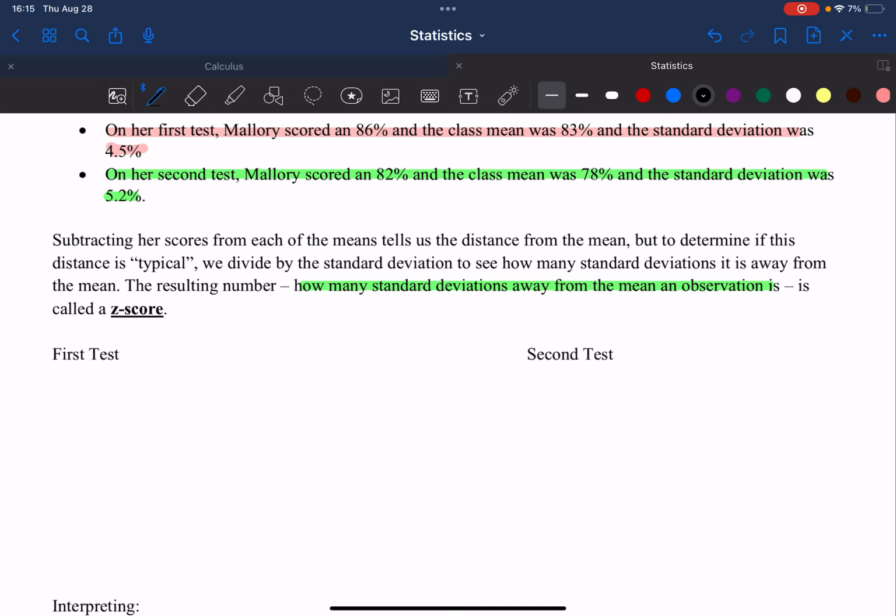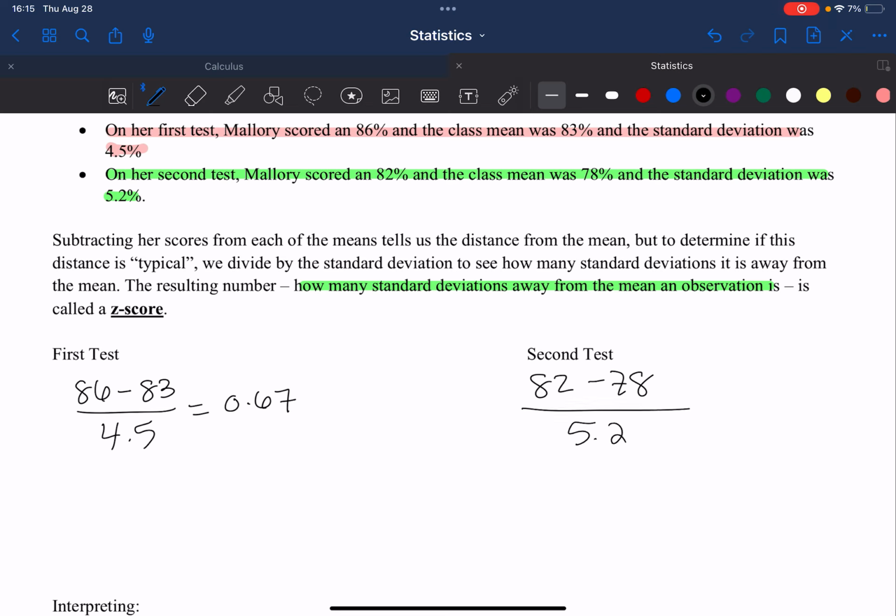So for test 1, we're only using what I highlighted in pink. So we're going to take her score, which is 86, and subtract the class mean, which is 83, and divide it by the standard deviation, which is 4.5, and we get 0.67. If we do the same thing for the second test, we take her score, 82, minus the class mean, which is 78, all divided by standard deviation, which is 5.2, and we get 0.77.